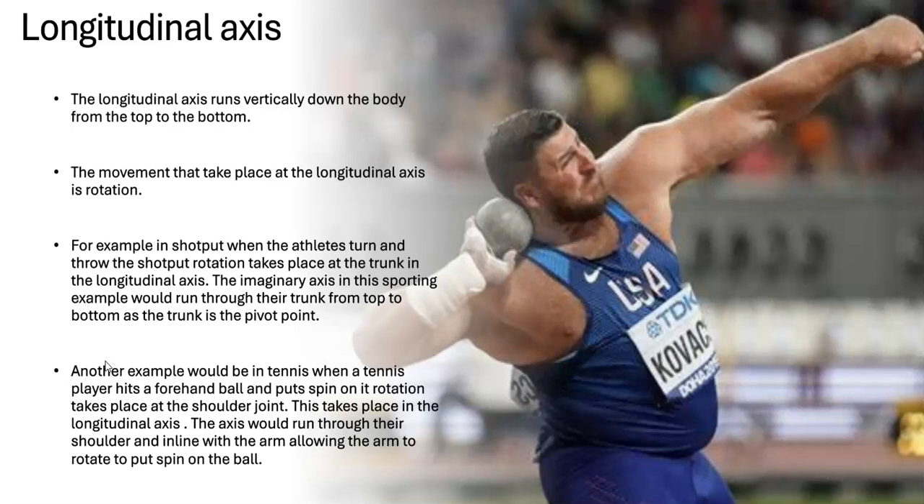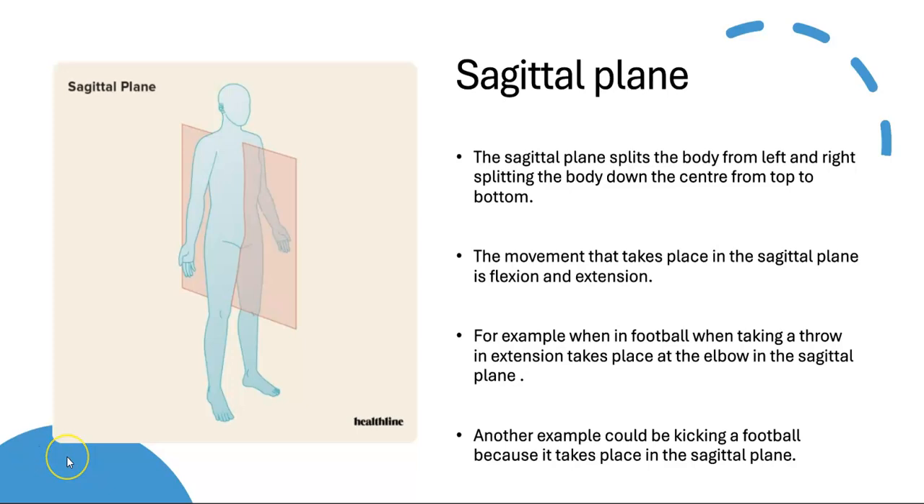Another example would be in tennis, when a tennis player hits a forehand ball and puts spin on it. Rotation takes place at the shoulder joint. This takes place in the longitudinal axis. The axis would run through their shoulder and in line with the arm, allowing them to rotate to put spin on the ball.